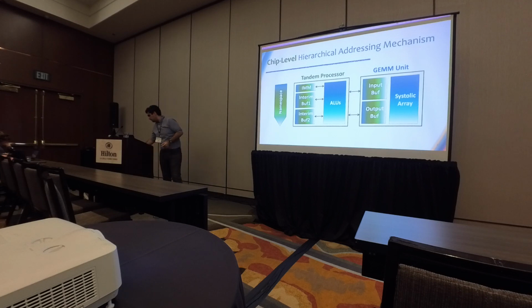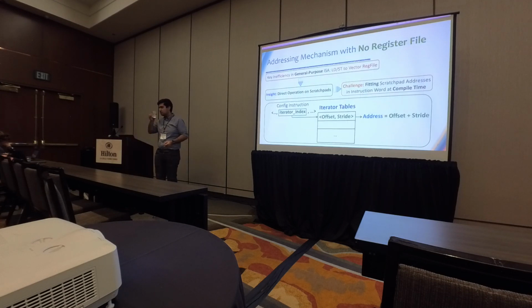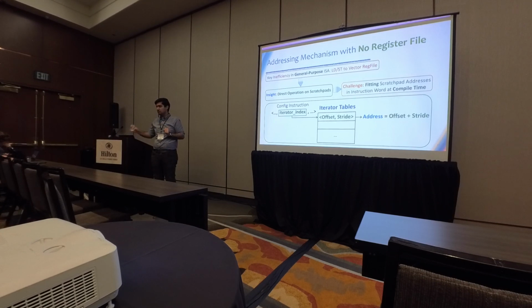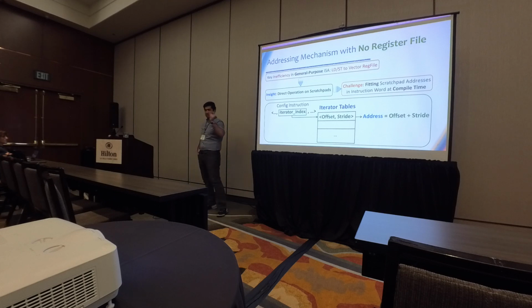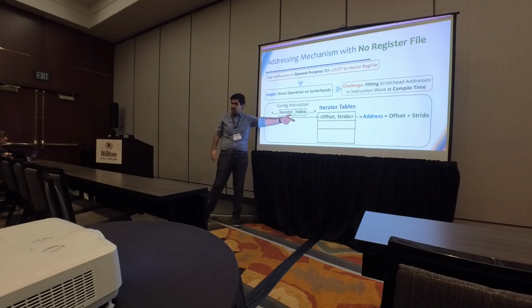So it's basically just as if you replace the register file by just the iterator table. But it's not a vector register file. First of all, this is not vector, because it's a single iterator table, and you are storing this offset and stride information. So kind of similar from the config instruction perspective. Instead of using register 1, register 2, register 3, you say index 1, index 2, index 3, which are indices to the iterator.